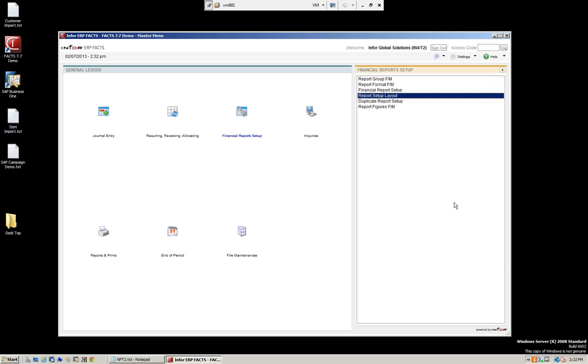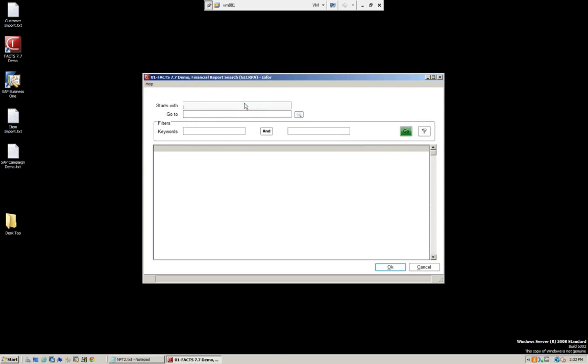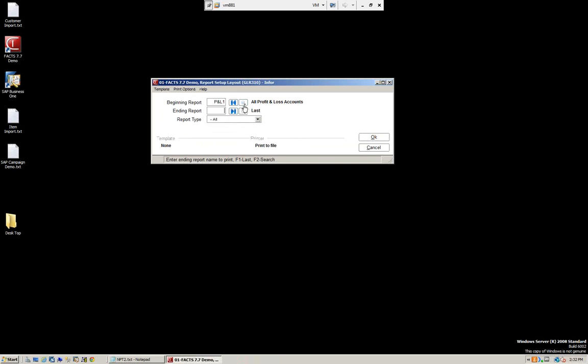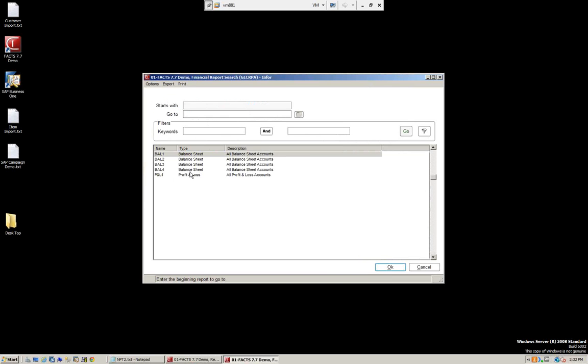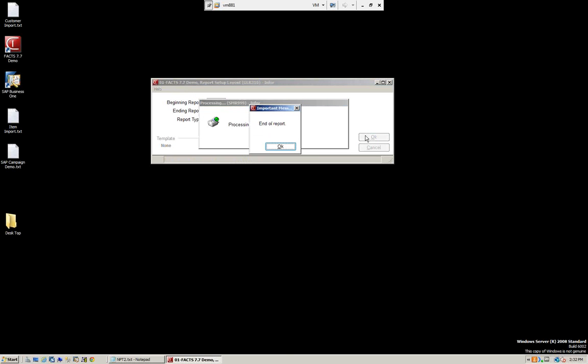Okay. I can print them if I want, so I can print all of them, or I can just do the one I want. So let's just do the profit and loss. This is helpful when you're building these. Sometimes when you print them, they're just out of balance. Something's not right. You want to see what's missing. And again, you can do all. I'm just going to select that one.